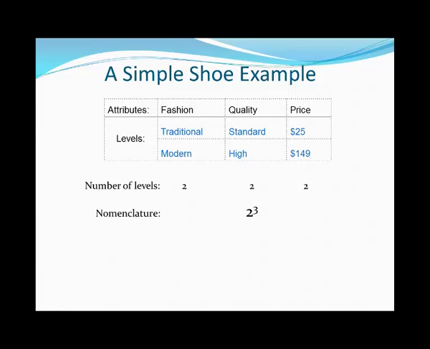Throughout this and other exercises, we'll use a simple shoe example. Our example includes 3 attributes: fashion, quality, and price. Each of these attributes has 2 levels. For fashion, we have traditional and modern. For quality, standard and high. And for price, $25 and $149. Because we have 3 attributes with 2 levels, we call this a 2 to the 3 problem.